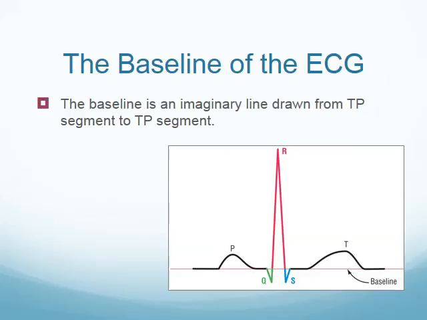The baseline or isoelectric line is an imaginary line drawn from TP segment to TP segment. So it should always be flat. And here, between our beats, it should be flat.